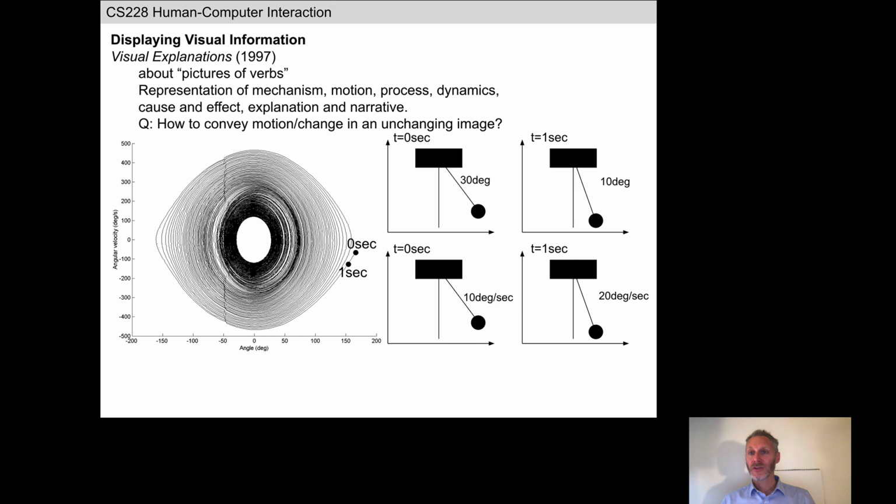This may become important to you when your user is trying to learn ASL digits over the device and they want to know how well or how poorly they're doing. They may want to know whether they're getting better or worse over time. Now we're talking about pictures of verbs. We're talking about a particular process, which is the learning process, that is changing over time.